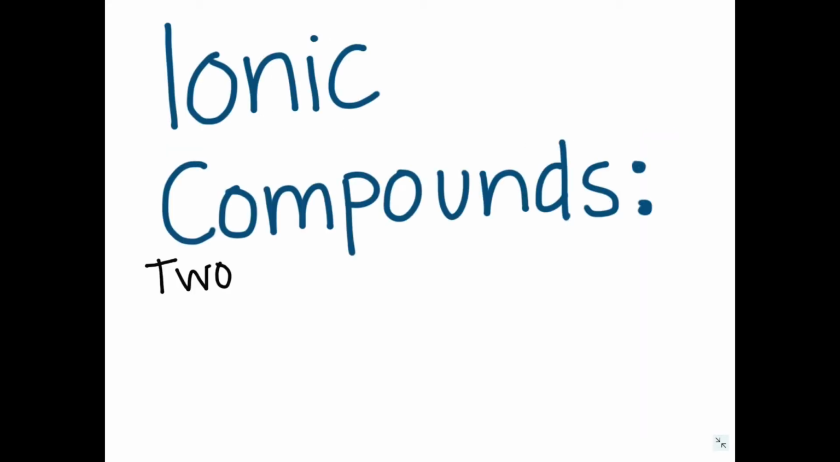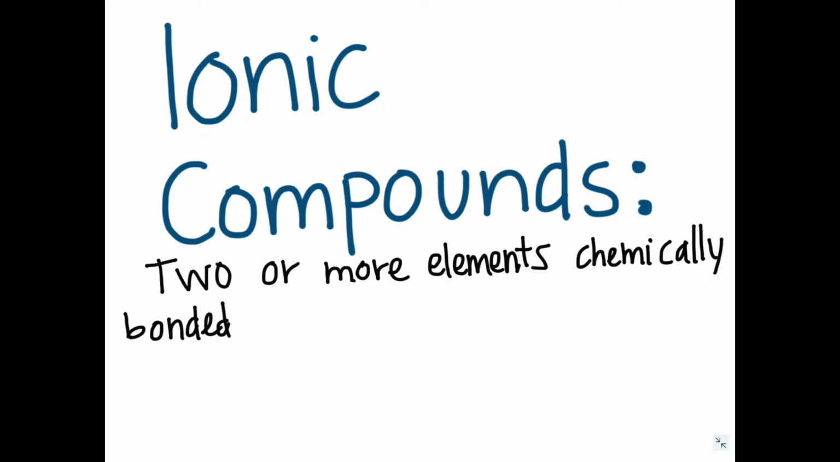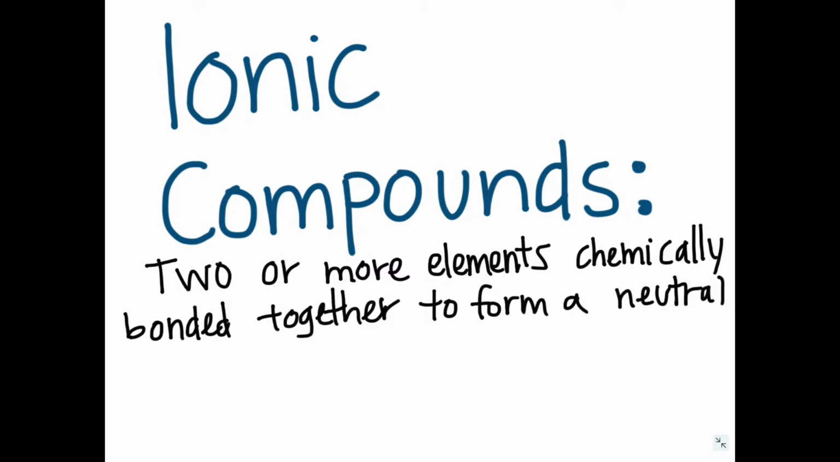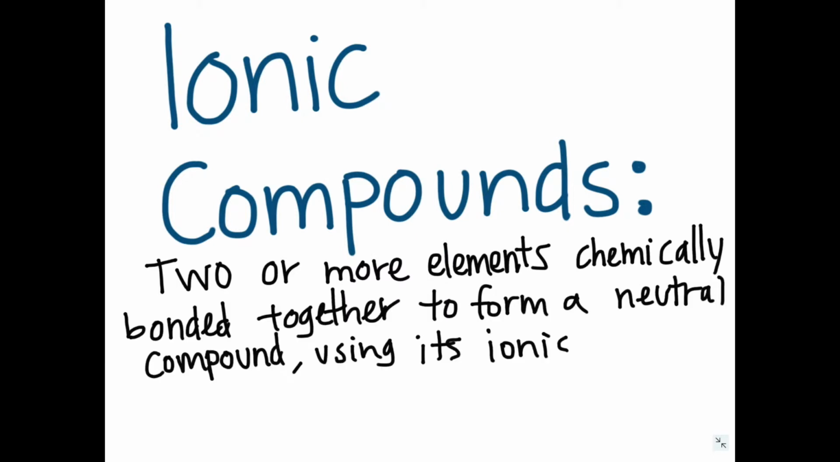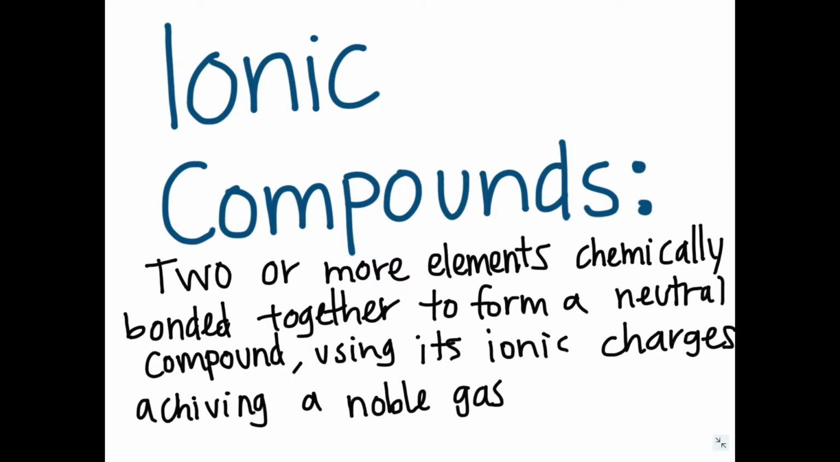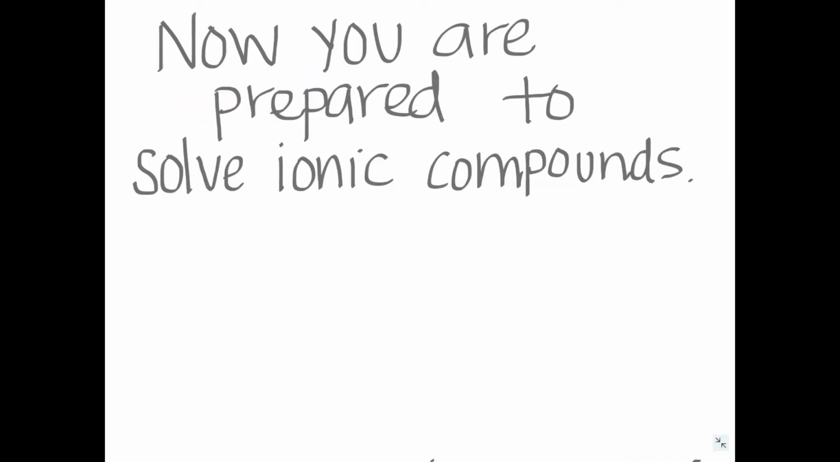Ionic compounds are 2 or more elements chemically bonded together to form a neutral compound using its ionic charges, achieving a noble gas configuration. And that will be 8 electrons. To identify ionic compounds, make sure at least it has one metal. Now you're prepared to solve ionic compounds.